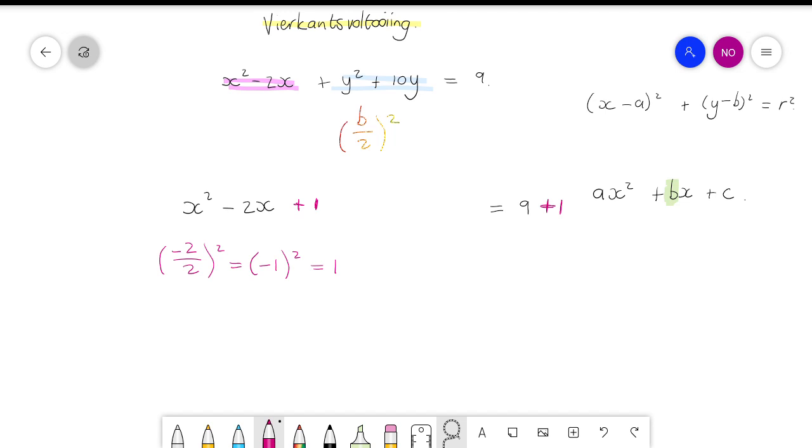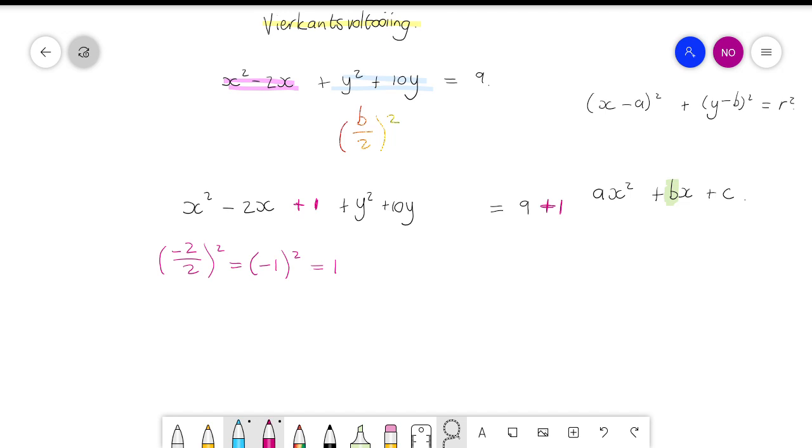I didn't change the value of the equation, I just rewrote it in another way. Okay, nou los ons hom eers so. For the second part, I have y squared plus 10y, and now I need to calculate what I will add there. What is the value of b for the second part?